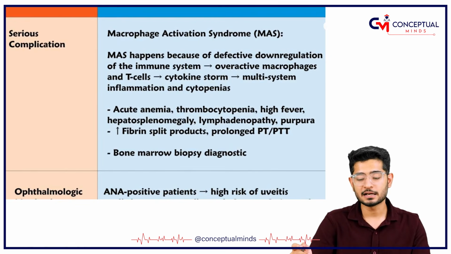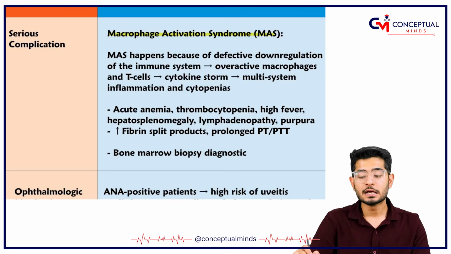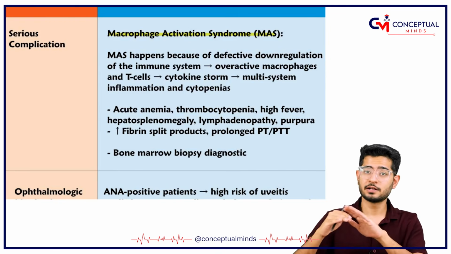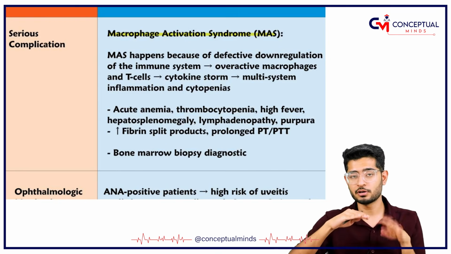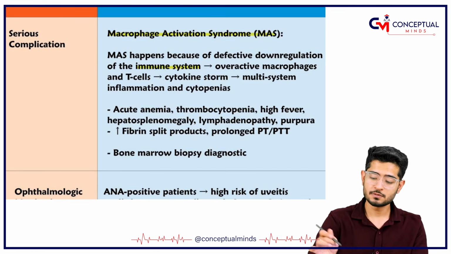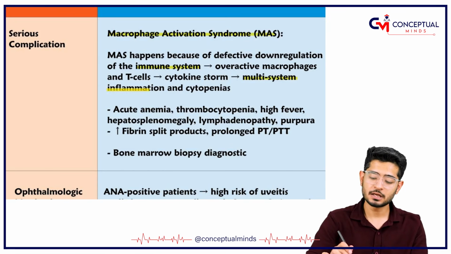So what are the serious complications? We have seen that macrophage activation syndrome can happen in patients suffering from juvenile idiopathic arthritis. Now, what is macrophage activation syndrome? What happens is there is a defective downregulation of the immune system. If the downregulation is defective, there will be upregulation of the immune system, and that is responsible for causing multi-systemic inflammation.